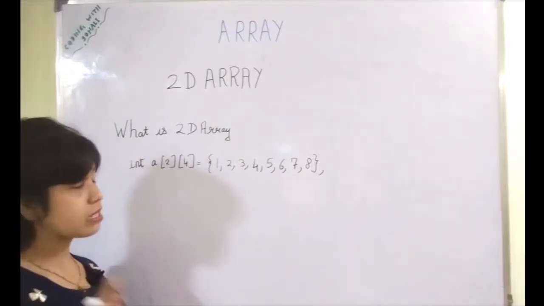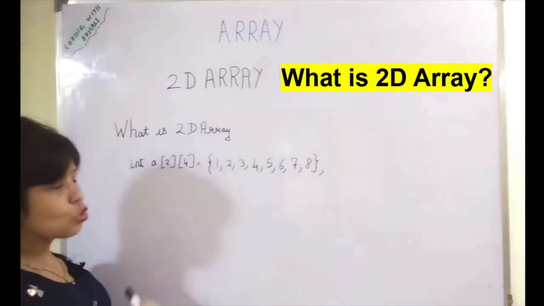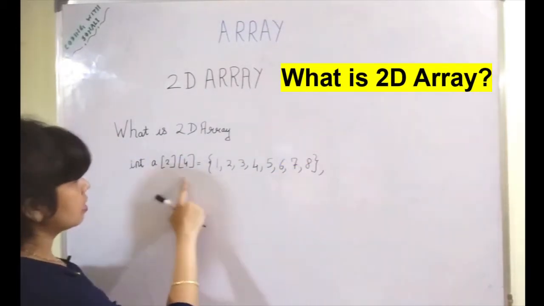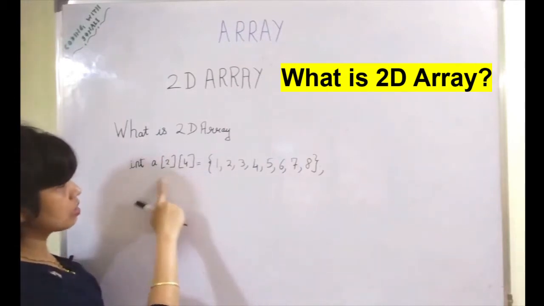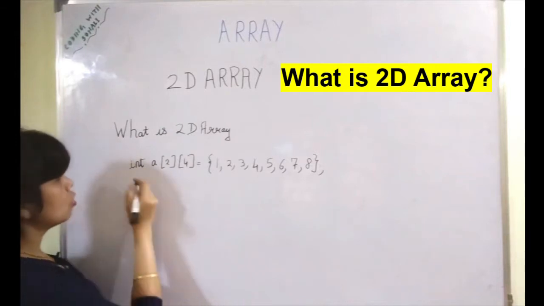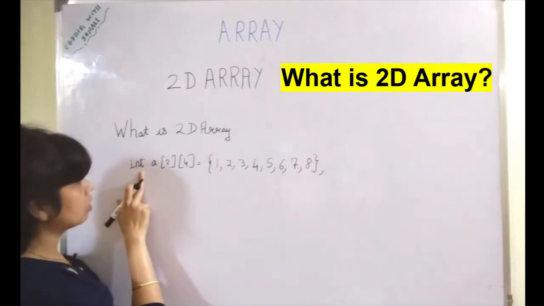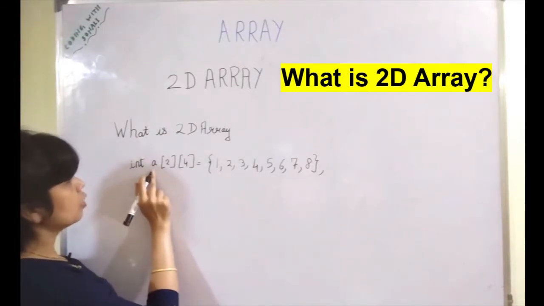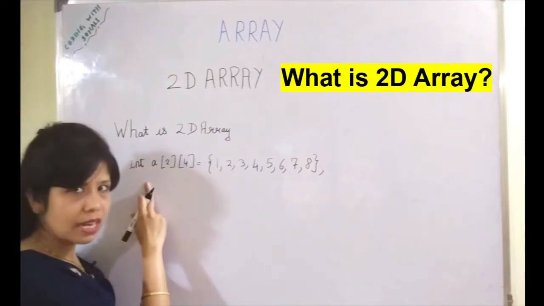The 2D array, that is the definition of the 2D array. So first of all, consider this is the 2D array. This is the compile time initialization of a 2D array, how it is represented. First of all, the data type of the 2D array, and the name of the 2D array; here I have given the name as A.